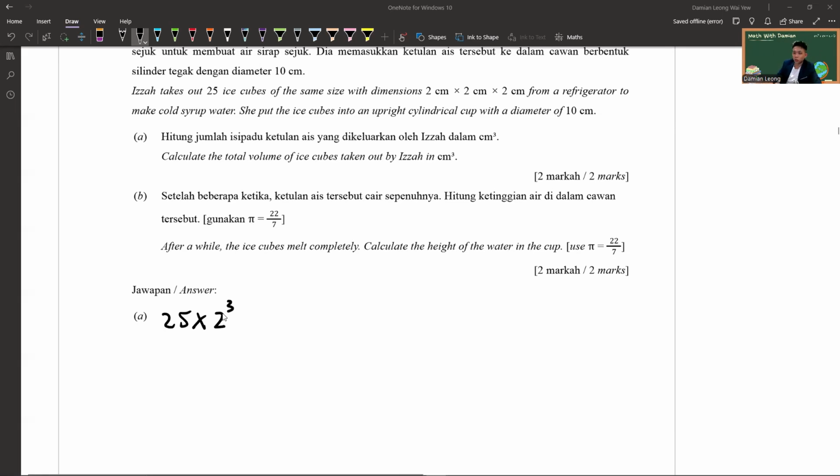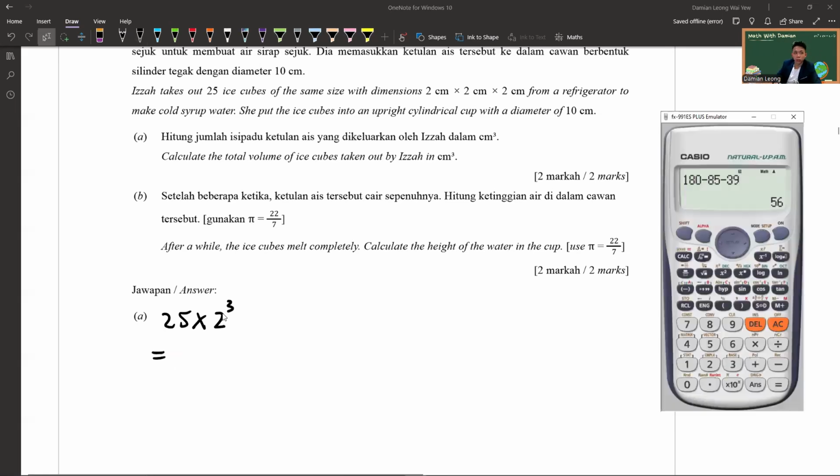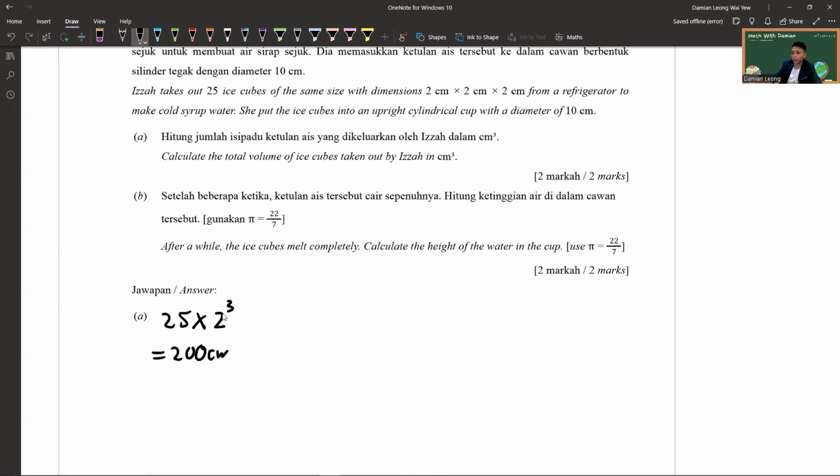Calculate 25 times 2 cubed. I get 200, which means 200 cm cubed. Then after a while, the ice cubes melt completely. Calculate the height of water in the cup. The volume of water should be the same as the volume of the ice, 200 cm cubed.